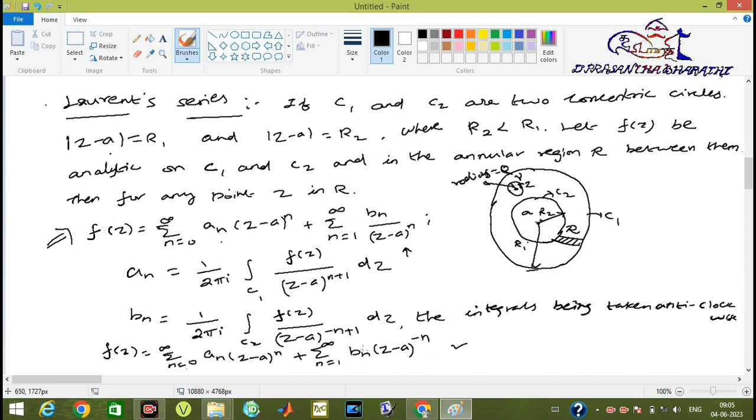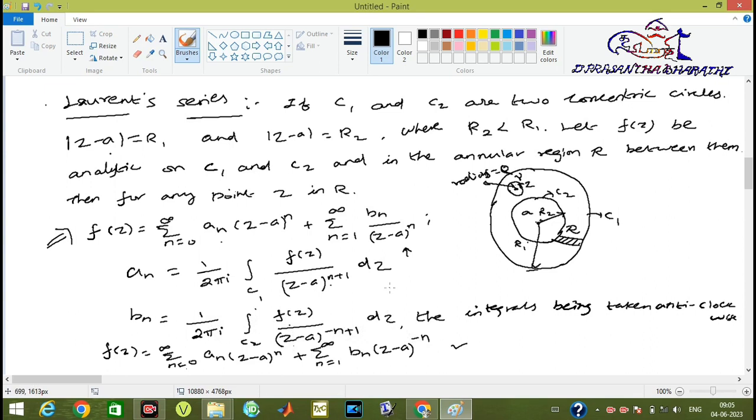Here an equals 1 by 2 pi i integral over C1 of f of z divided by z minus a whole power n plus 1, since n is positive here, whereas bn equals 1 by 2 pi i integral over C2 of f of z by z minus a whole power minus n plus 1 into dz, since n is negative here. So this is the Laurent series.